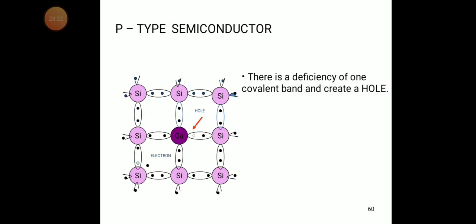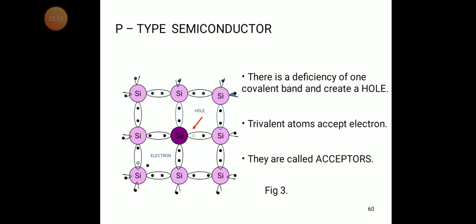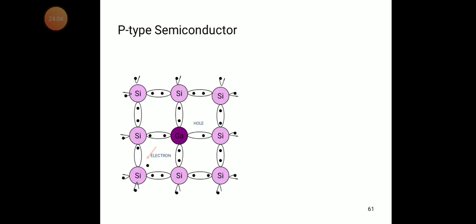As shown in the figure, there is a deficiency of one covalent bond, which creates a hole. So these trivalent atoms accept electrons from another silicon atom. That's why they are called acceptor atoms.